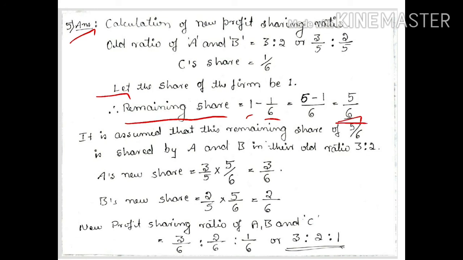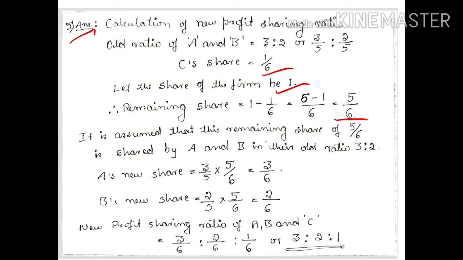1 minus 1 by 6 is equal to, for 1 and 1 by 6, common denominator 6. So 1 into 6, 6 minus 1 divided by 6. So the remaining share is 5 by 6. Out of profit rupees 1, 1 by 6 is provided to the new partner, which means 5 by 6 is the profit remaining for the old partners.